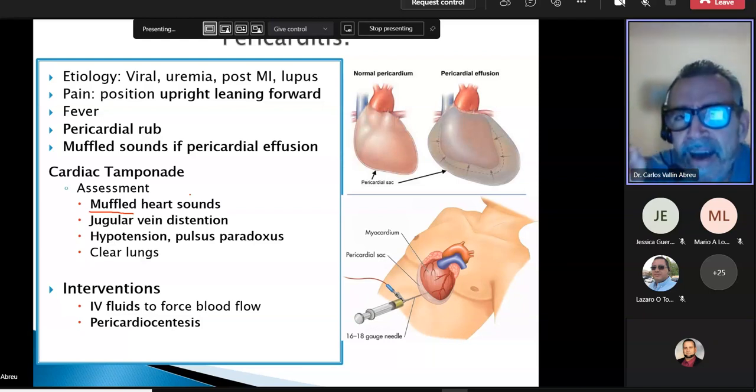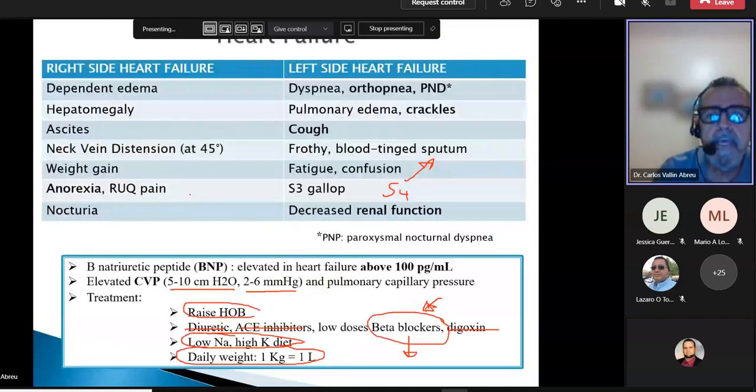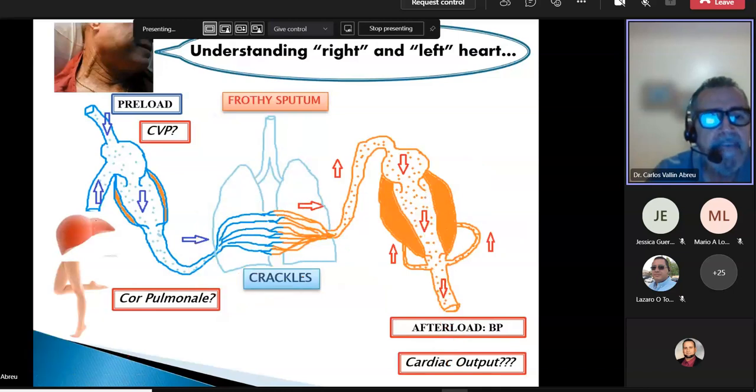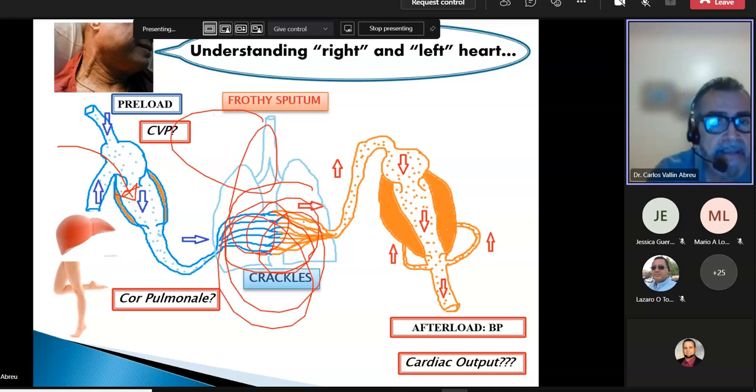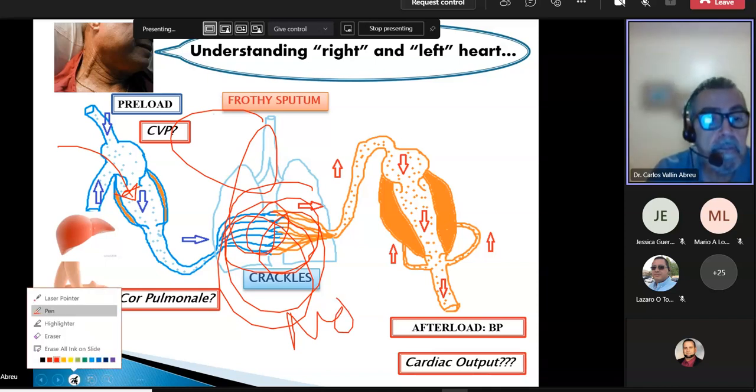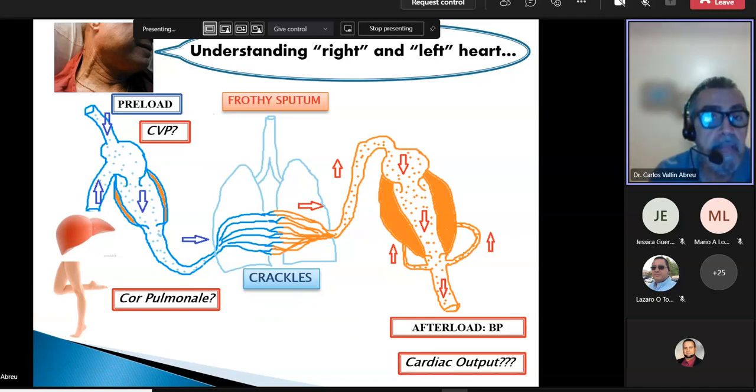What do you expect to find in the lungs of a client with cardiac tamponade, in which the blood is not entering the heart? How is going to be the circulation of the lungs? With a lot of blood or dry? Dry. So do you expect crackles in a client that has cardiac tamponade? No. You don't expect crackles because there is no blood in the lungs. There is the problem. There is an obstruction. There is no blood in the lungs. Make sense?